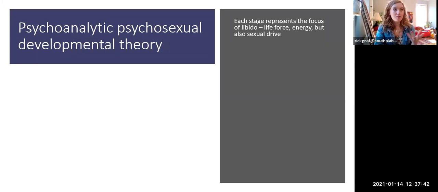Stage theories, some of them do have an evidentiary base. This particular one does not. But as I go through Freud's theory, I'm going to try to illustrate what aspects of his developmental theory are still consistent with modern thinking.